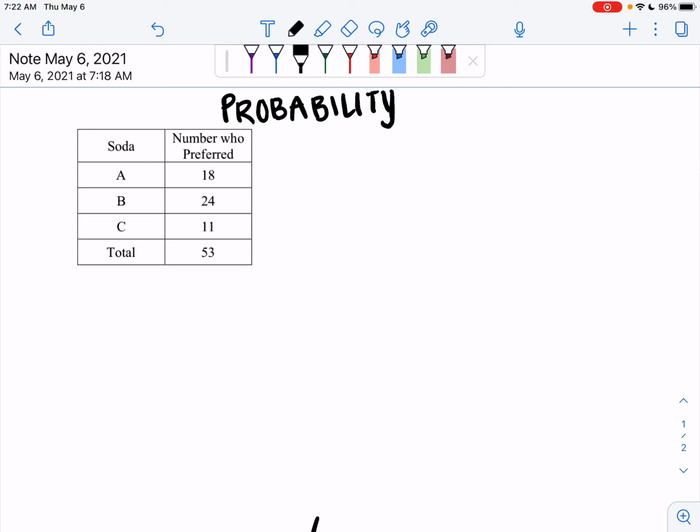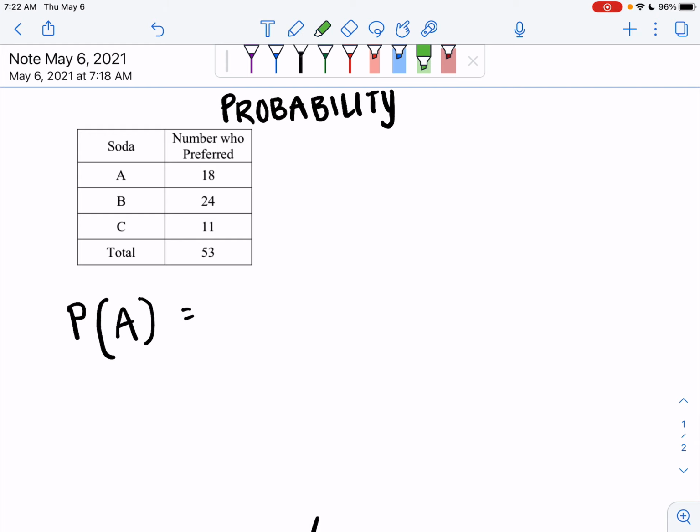Today we're going to learn all about probability. Probability is simply percentages, the likelihood something's going to happen. So let's think about looking at our first table. What is the probability of someone preferring soda A?